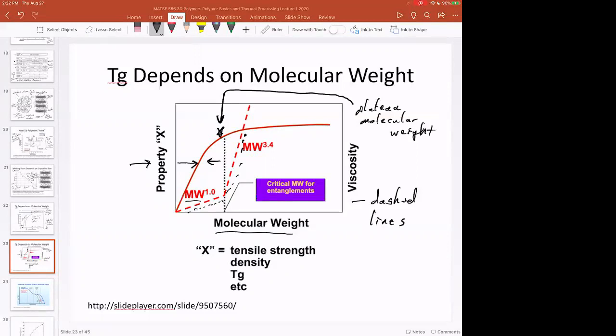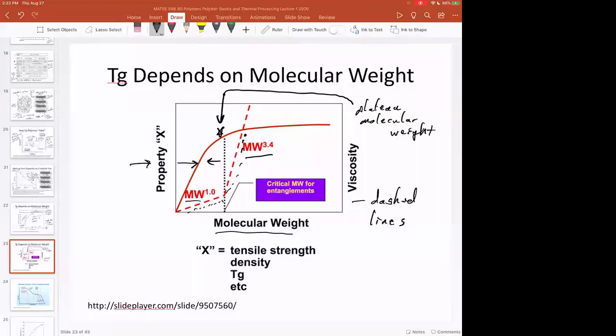Above the plateau molecular weight, however, you have this relationship. And this relationship is molecular weight to the 3.4 power. So this is called a scaling relationship. Sometimes you might call it a power law. But now this is an exponential relationship between molecular weight and viscosity, and it's molecular weight to the 3.4. So if you double the molecular weight, it's 2 to the 3.4, which is, does anyone know what 2 to the 3.4 is? Let me get out my calculator.